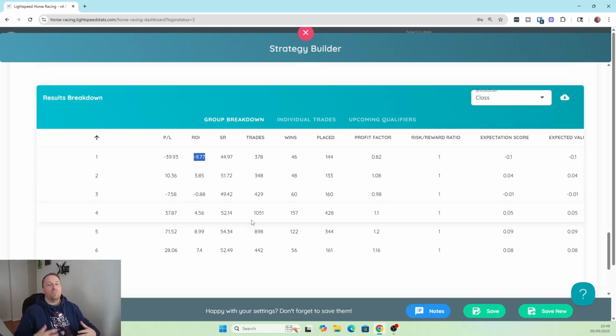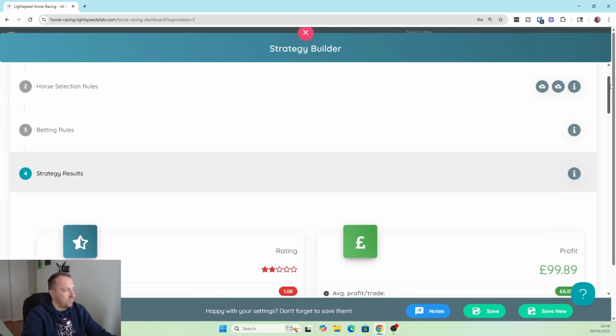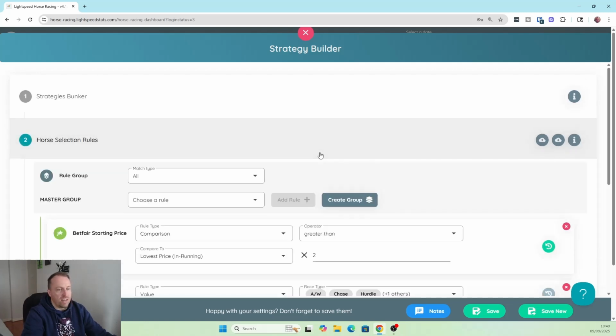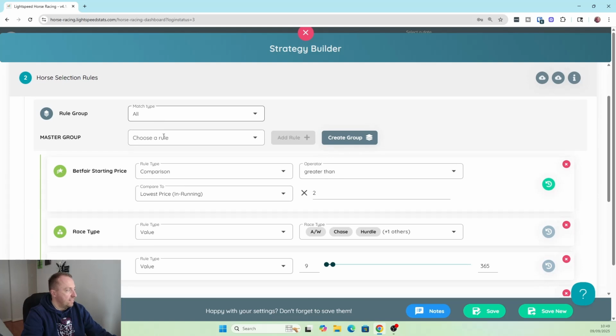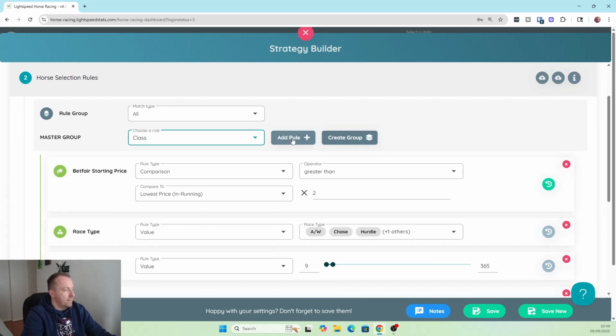So now, when you find your strategy and you test this and you see results like this, what are you going to do? I think most people would quite happily get rid of Class 1 here. I think it's the right thing to do. We can see the expected value is actually minus 0.1 points per bet, and it's not scoring well on A&E. So we know that it's not really something you want to keep particularly. So let's go back to the selection rules here, and we're going to add class in again, as it was added in before. So let's add the rule.